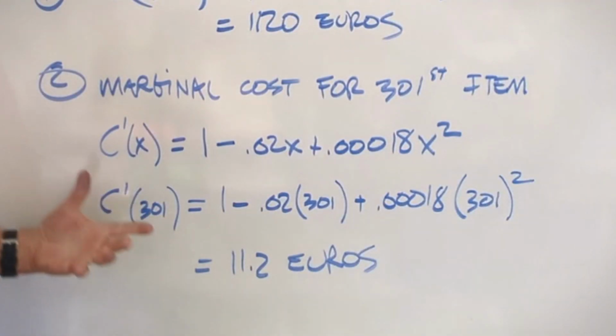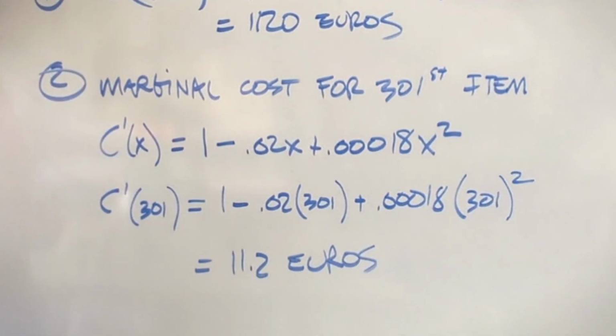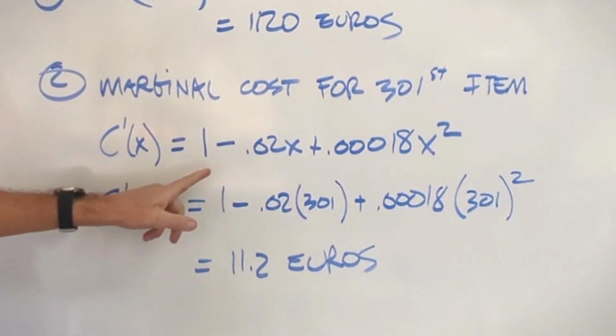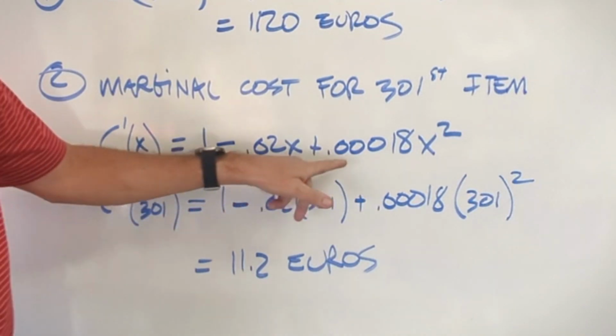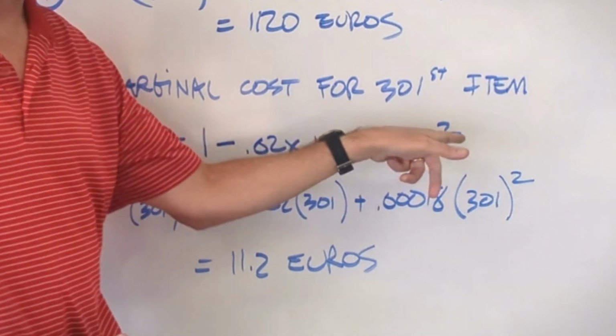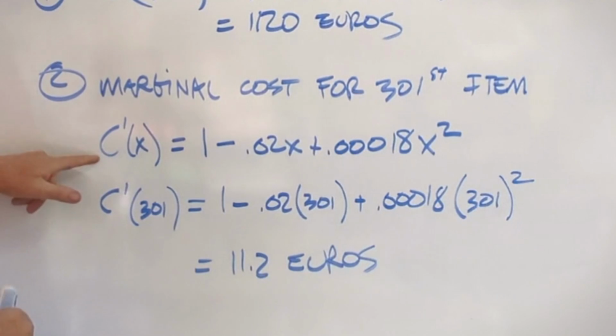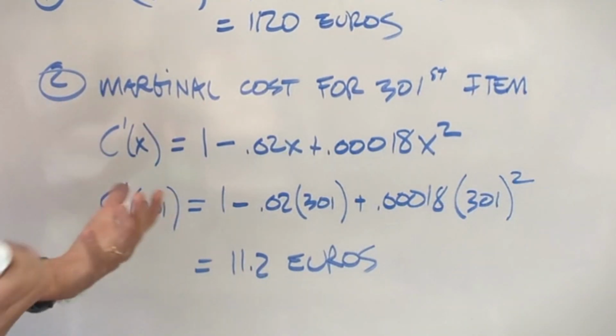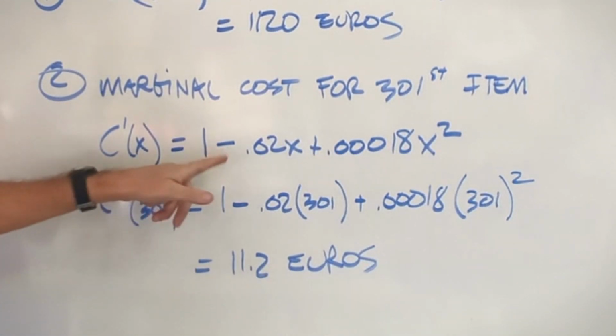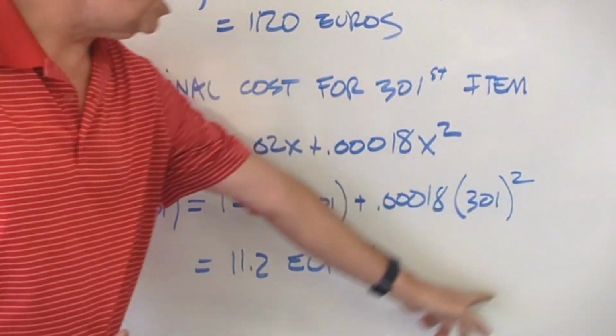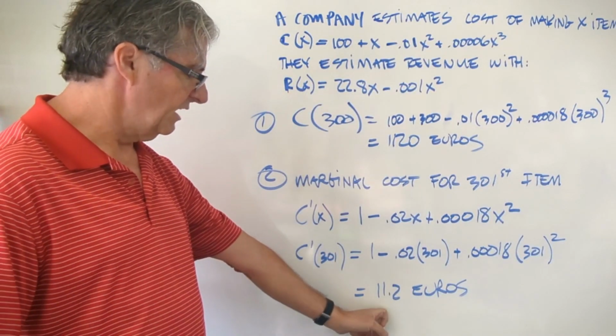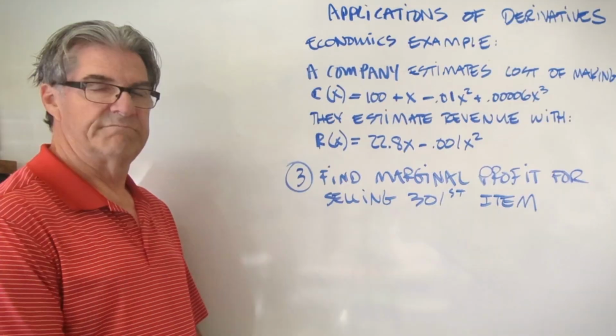Okay, here we go. So I went ahead and found the derivative of my cost function there. I get 1 minus 0.02x plus 0.00018x squared. So that's my marginal cost function. Then it's a plug and chug. I'm just going to put 301 into that function. Here's my plug-in step, do my calculation, and I get 11.2 euros.